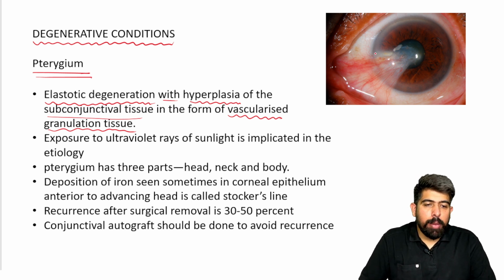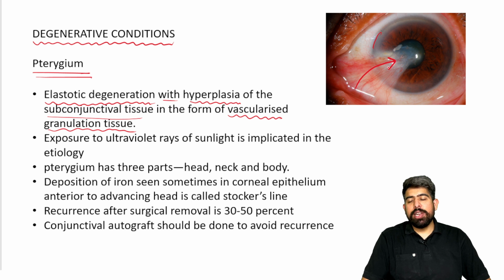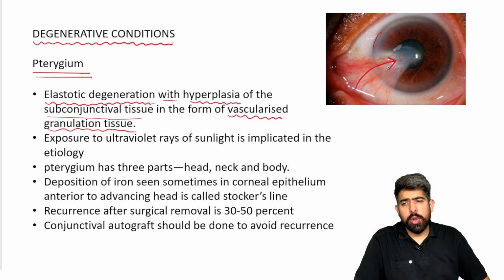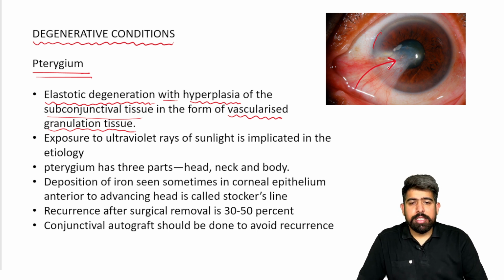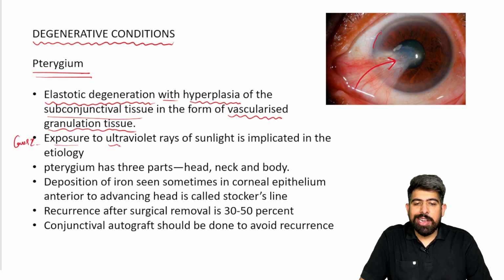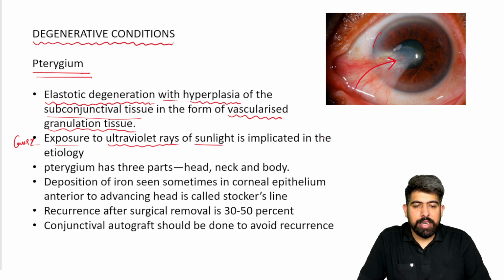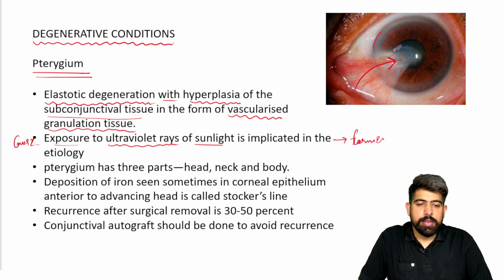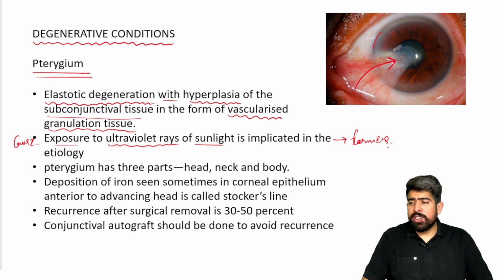Normally we have the conjunctiva till the limbus, but now what is happening? From above the limbus, it is growing onto the cornea, right? That's the main important thing. If we're talking about the cause, the cause is more exposure to ultraviolet rays or sunlight. That's why it is more commonly seen in India in farmers.